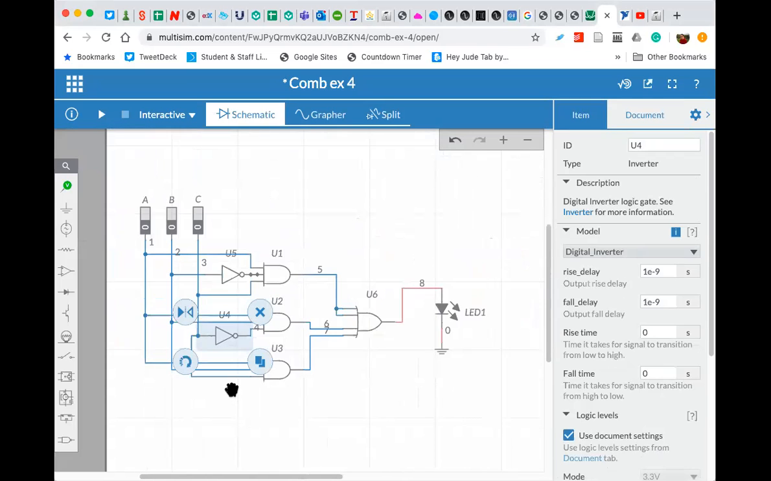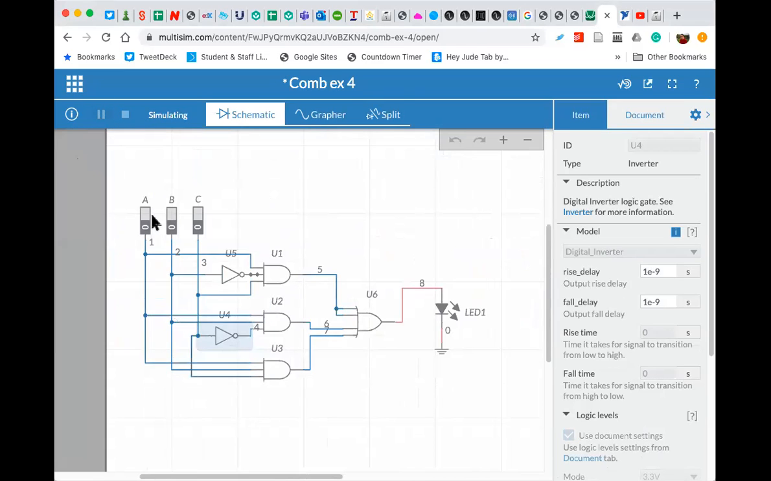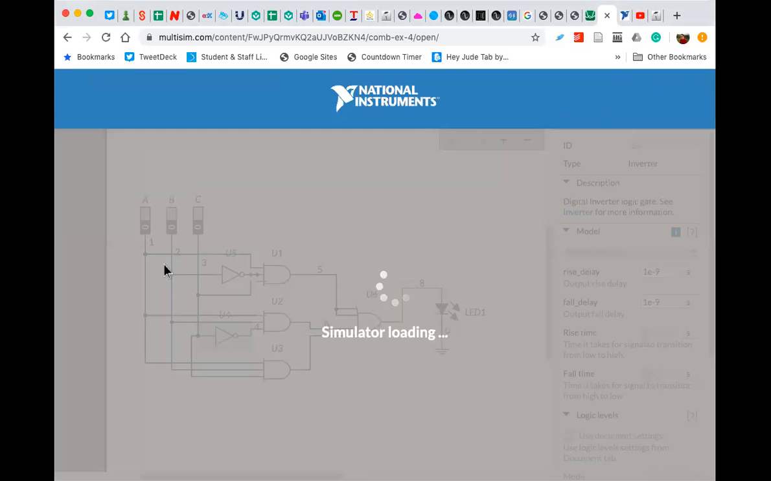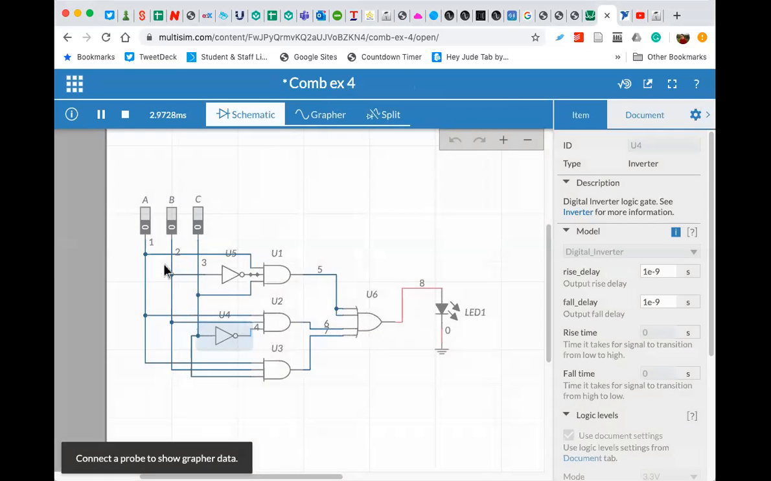So there's our circuit, okay. And if I run that, let me check it off against the original truth table. When everything is zero, we should get no output.